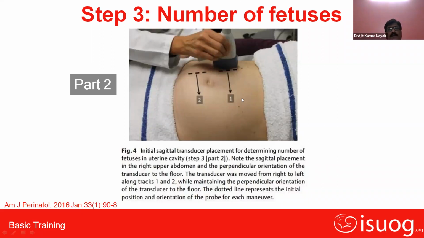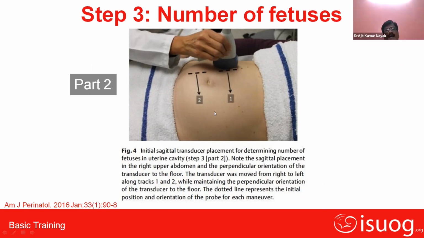This is the right side of the abdomen. This is the left side of the abdomen. And the transducer will move from the right to the left along track 1 and again from right to left along track 2. And this orientation of the probe has to be perpendicular to the floor. So this probe orientation is perpendicular to the floor. And as I already told, it's initially from the symphysis to the upper abdomen. And next step, if we are not able to diagnose, we can move the probe from left to right.